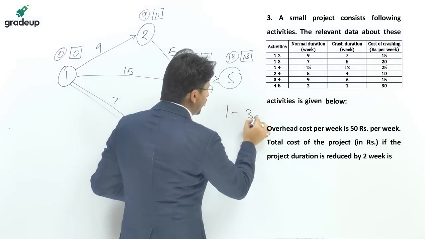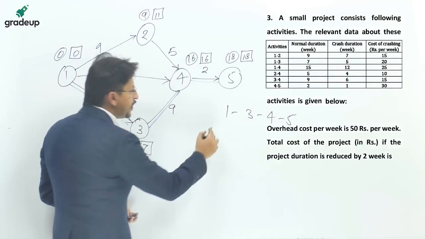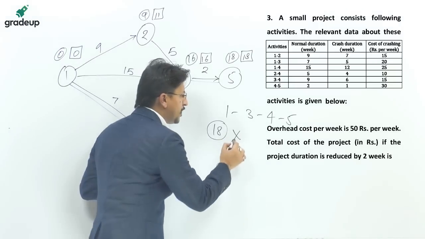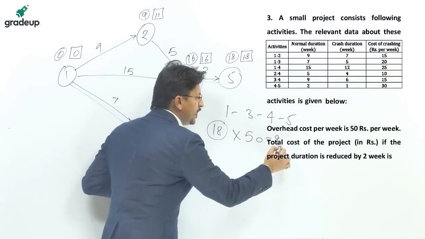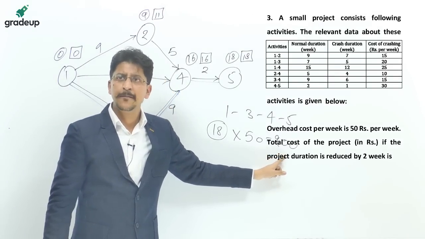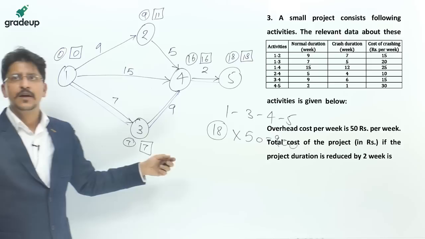1, 3, 4, 5. And the project duration is 18 days. The cost has been given to you as 50. So the normal cost of this project will be 18 into 50, that is 900.